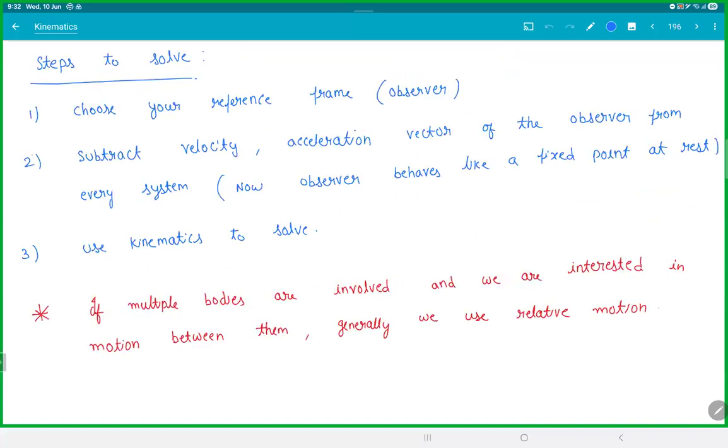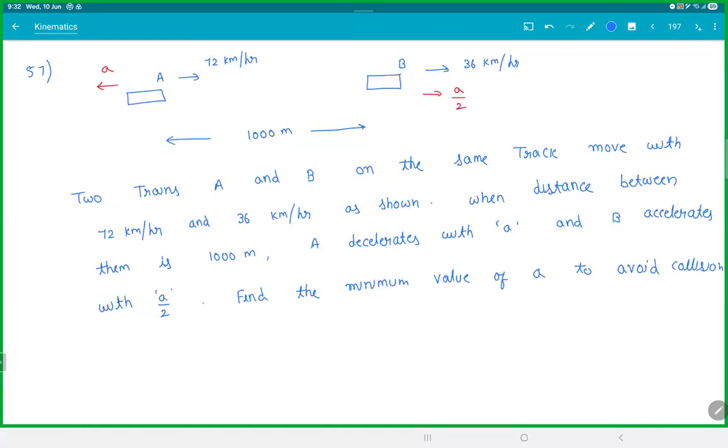Remember the steps. Choose your reference frame, subtract the velocity, use kinematics. That is the steps. So A and B both are moving, you can stop anyone. Try, take 2-3 minutes, and I'll show you. That's it. If you got this idea, you're done with relative motion. Concept wise, we will see problems though.